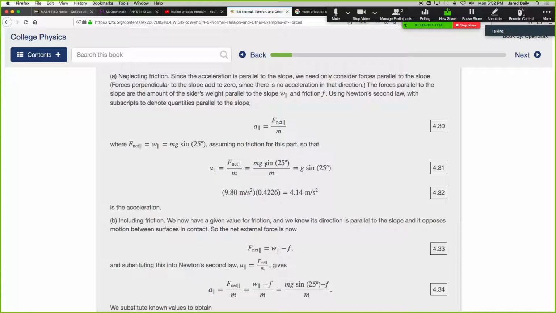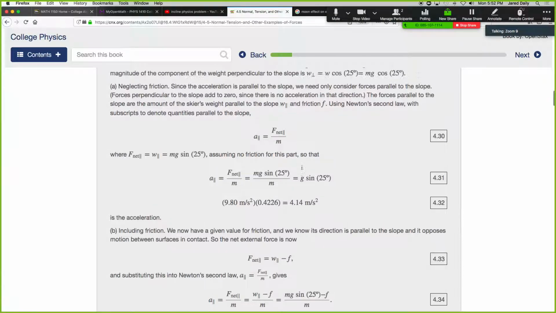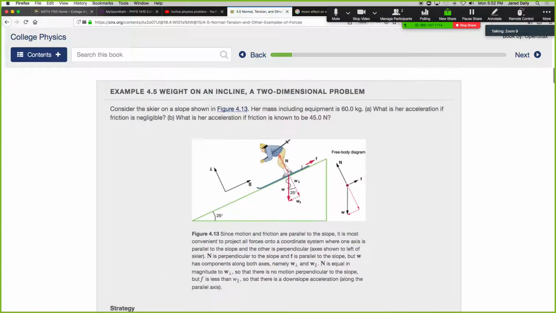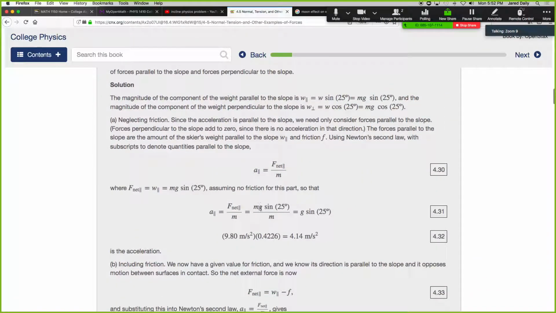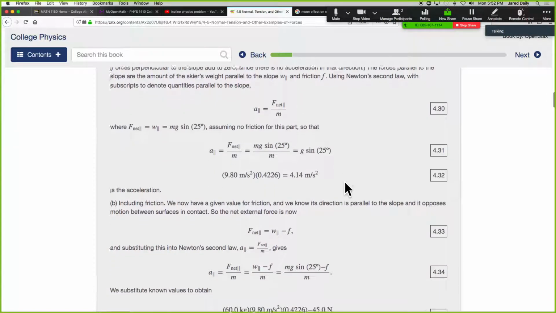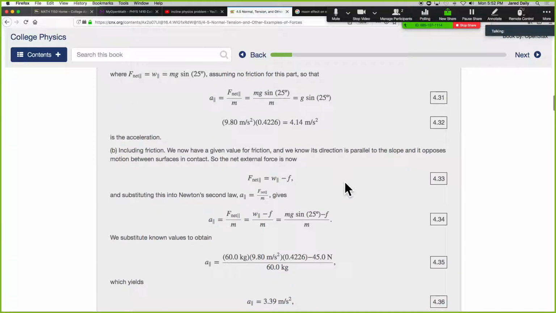The force that is parallel is the force mg, the mass times gravity, which is the force from the weight, times the sine of 25 degrees. So you remember force is equal to mass times acceleration, but in gravity, that means force equals mass times gravity, right? So that's your weight, the force due to acceleration in the vertical direction.